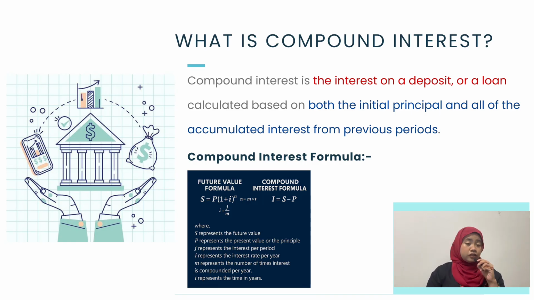J is the interest per period, I is the interest rate per year, M is the number of times interest is compounded, and the last one, T, is the time in years. Now we have the formula for future value: S equals P times open bracket 1 plus I close bracket, to the power of n. Then the second formula, for compound interest, is I equals S minus P.